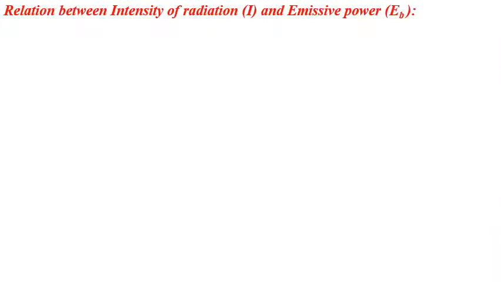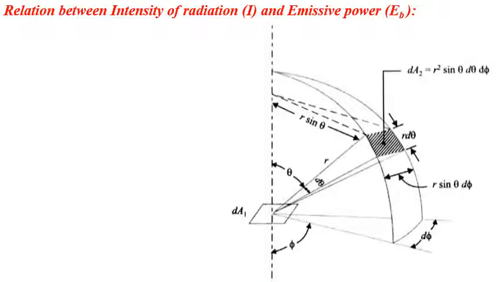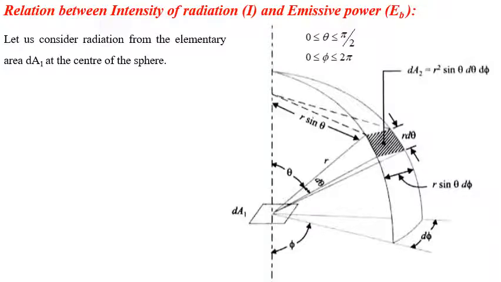Now we will study the relation between intensity of radiation I and emissive power of a black body. This is a sketch, which you can see there. It is the radiation emitted by a black body at temperature T over all wavelengths per unit projected area per unit solid angle, that is, intensity of radiation I_B. So let us consider radiation from the elemental area dA1 at the center of the sphere. You can see this is the elemental area dA1.